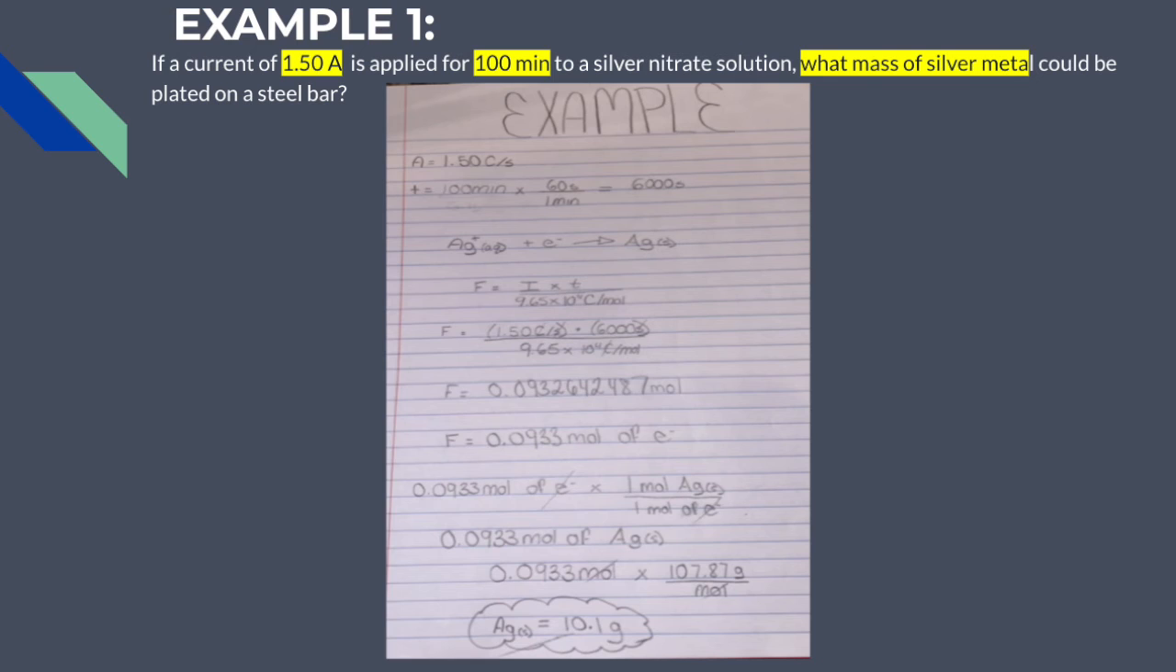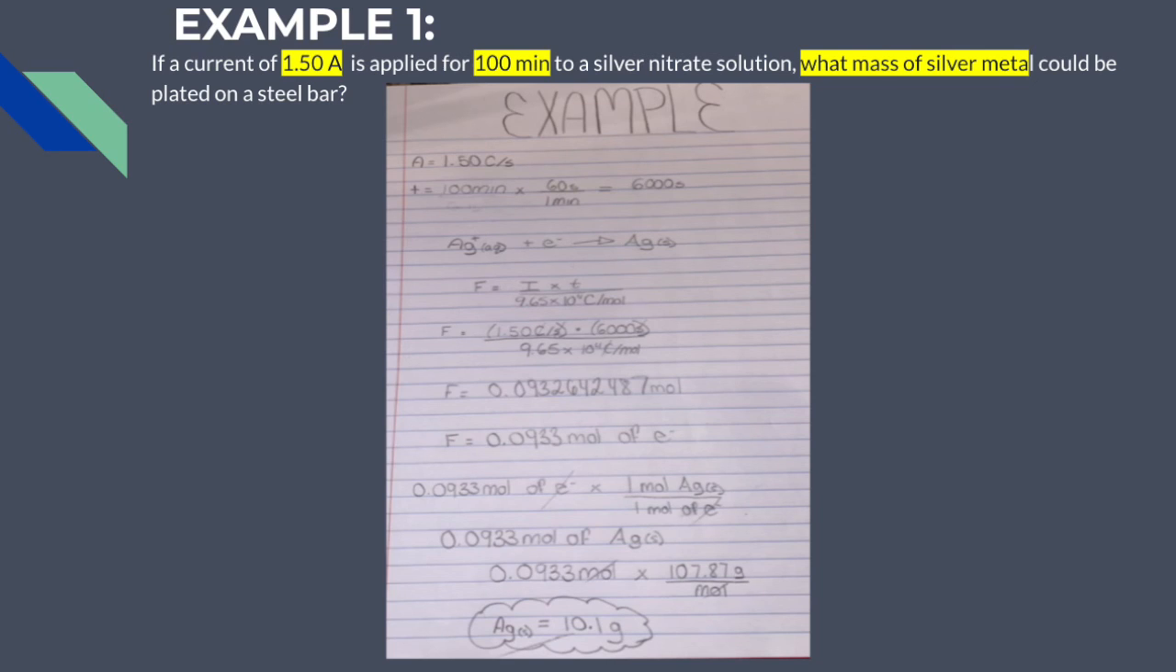Now let's go through an example. Here we have a current of 1.50 A, and it is applied for 100 minutes to a silver nitrate solution. The question is, what mass of the silver metal could be plated on a steel bar? First, we need to get our half reaction, which is our silver. The only thing we care about is our silver metal, which will most likely be a solid. Here we have our silver positive aqueous plus electrons turning into our silver solid.